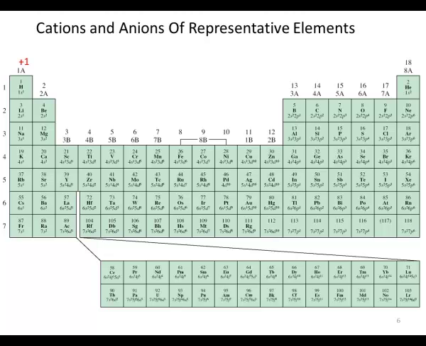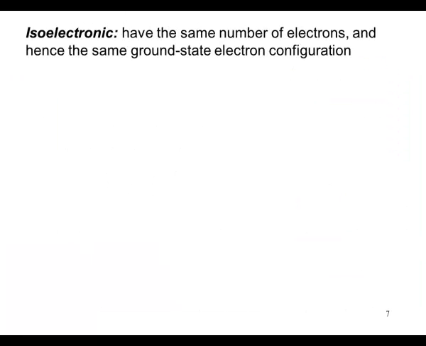We learned that the groups of the representative elements can be categorized by the charges that they take on. So 1A is +1, 2A is +2, 3A is +3, 5A is -3, 6A is -2, and 7A is -1.